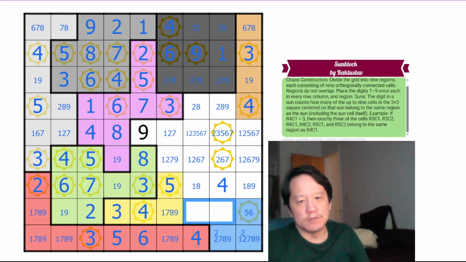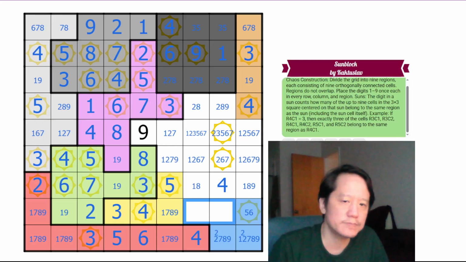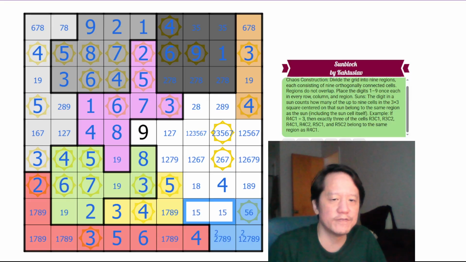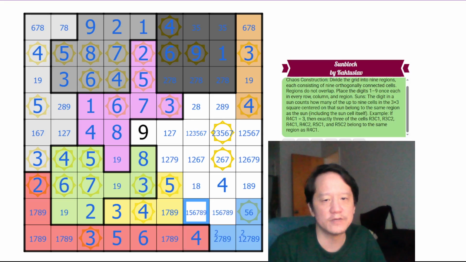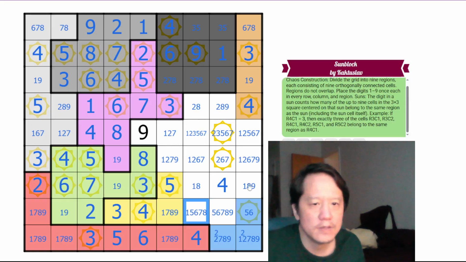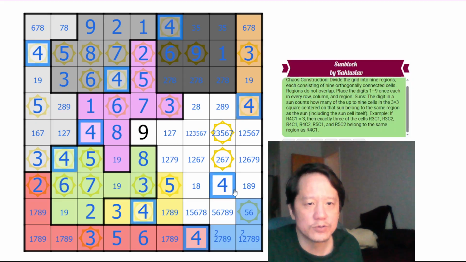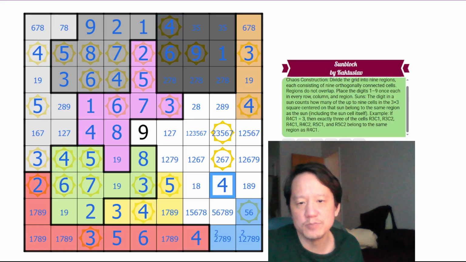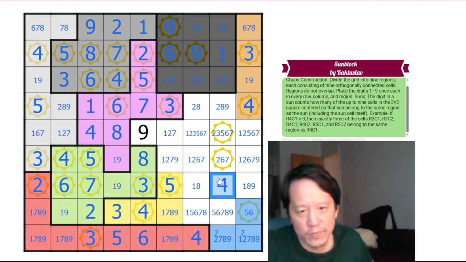Remaining digits in row 8. We have 1, 5, 6, 7, 8, 9. Obviously, this can't be 1 because of 1 in the column. No 9 here because of 9 in the column. Do we have all 9 4s? We should, right? 1, 2, 3, 4, 5, 6, 7, 8, 9. Yes, so this must be the blue 4. Okay.